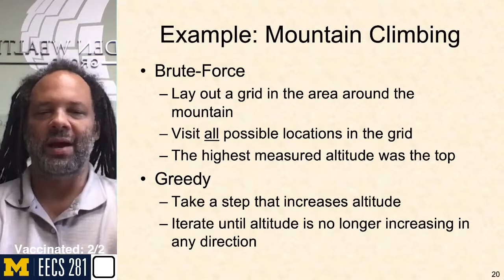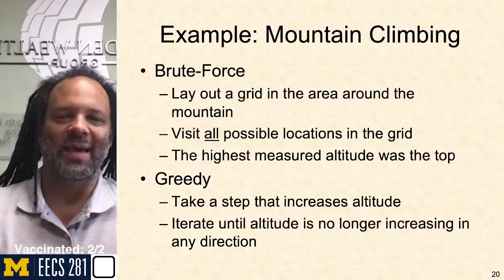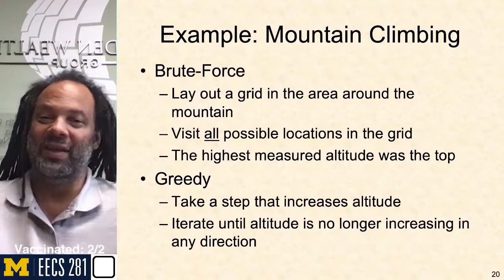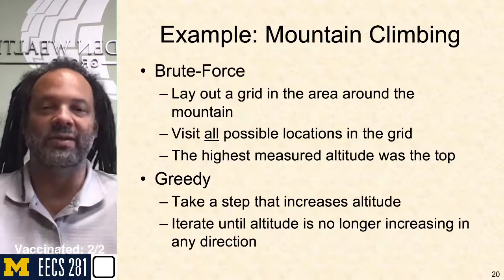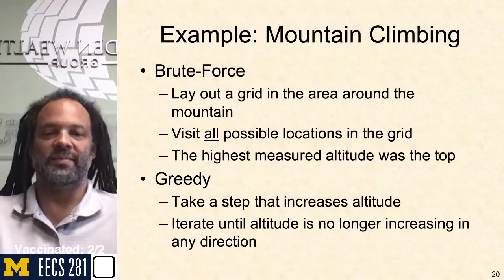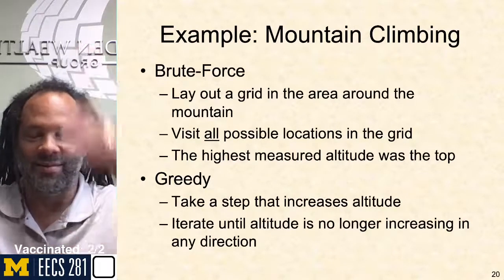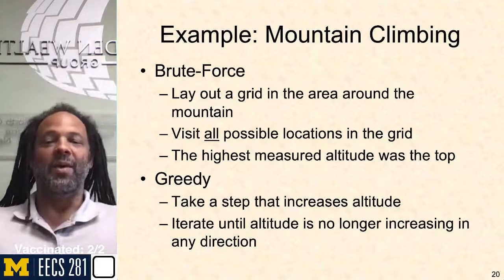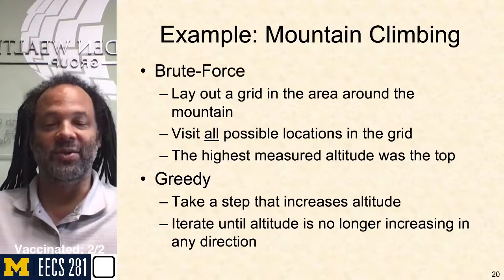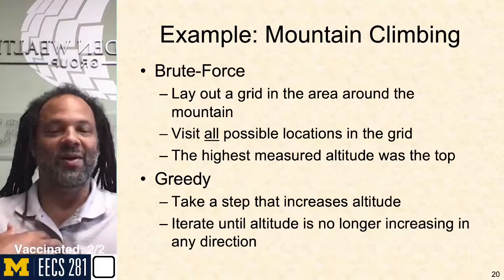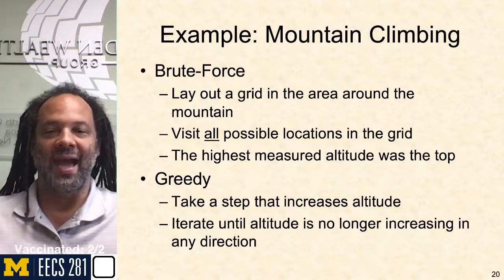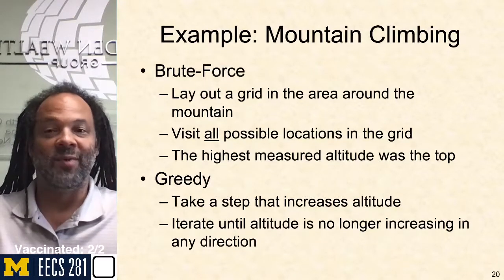So in the greedy algorithm, you take any step that will increase your altitude. And if you want to get really greedy, you take the step that most increases your altitude currently. But take a step that increases altitude. If you keep doing that until you can no longer increase, then hey, you're at the top, right?